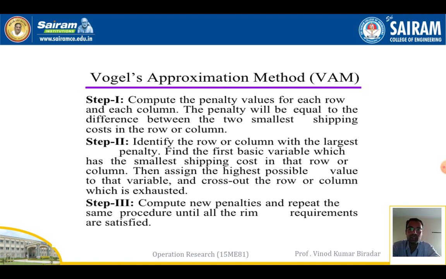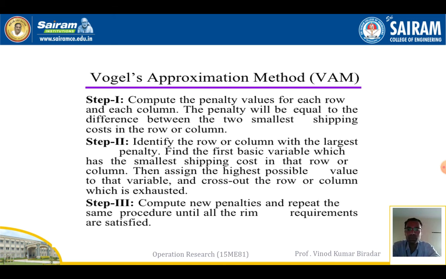Second step is to identify the row or column with the largest penalty value and find the basic variable which has the smallest shipping cost in that row or column. Then assign the highest possible value to that variable and cross out the row or column which is exhausted. So after completing the first step, again you take the largest penalty and assign the highest possible value into the particular cell.